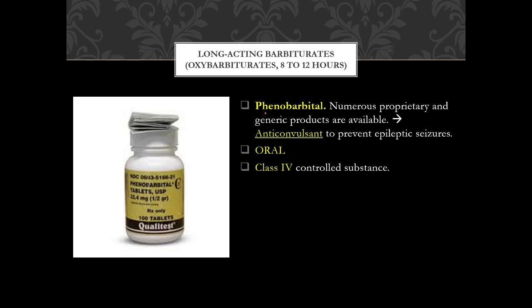Phenobarbital. This is a long-acting barbiturate, so it's going to last 8 to 12 hours. There are a lot of products available. It is a class 4 controlled substance. We can give it orally, or they do sell it as an injection. So if we have an animal that's actively seizing, we have an IV catheter and we can give that. So, anticonvulsant phenobarbital.